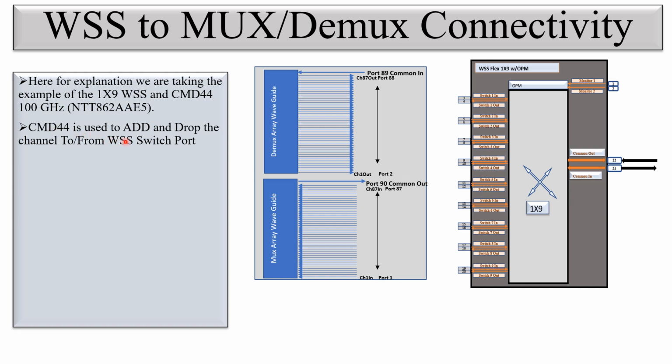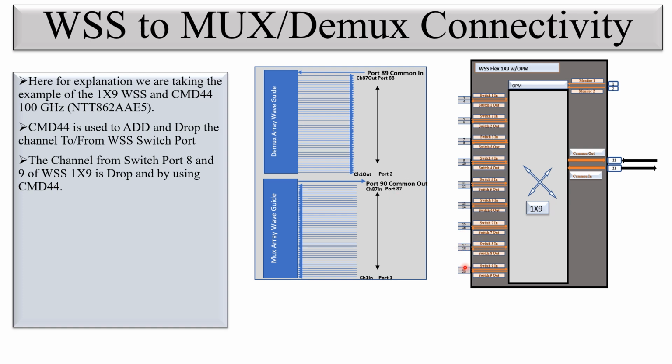CMD44 is used to add and drop the channels which are coming from the switch port of the WSS. The channels from switch port 8 and switch port 9 are dropped by using CMD44. We can use switch port 8 and switch port 9 for dropping the channels which are coming from the far end, for the common out and common in port. The rest of the ports are used for the pass-through of the channels. So basically we will use these two ports mainly in the WSS 1x9 for the dropping port. We will connect CMD44 to these two ports.